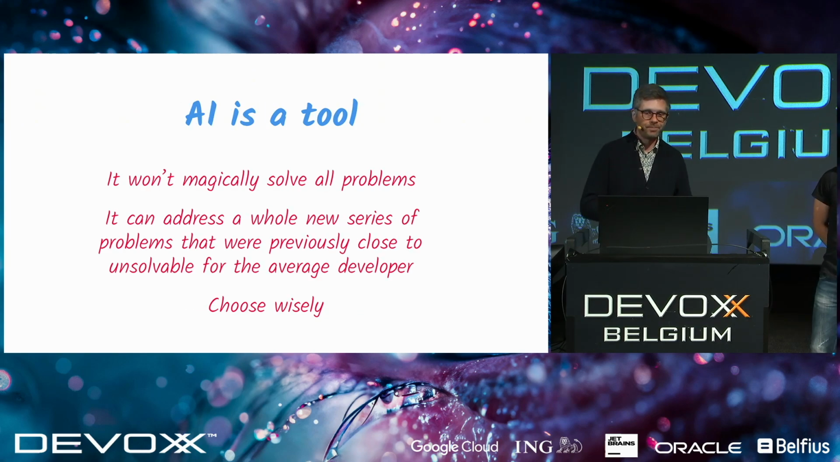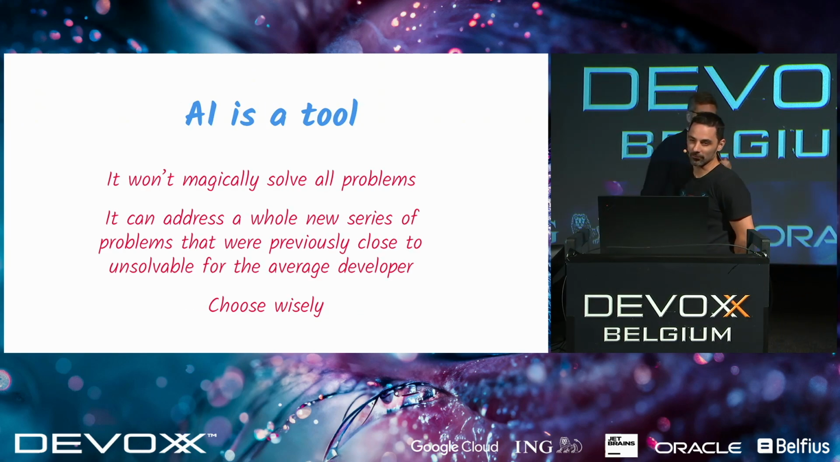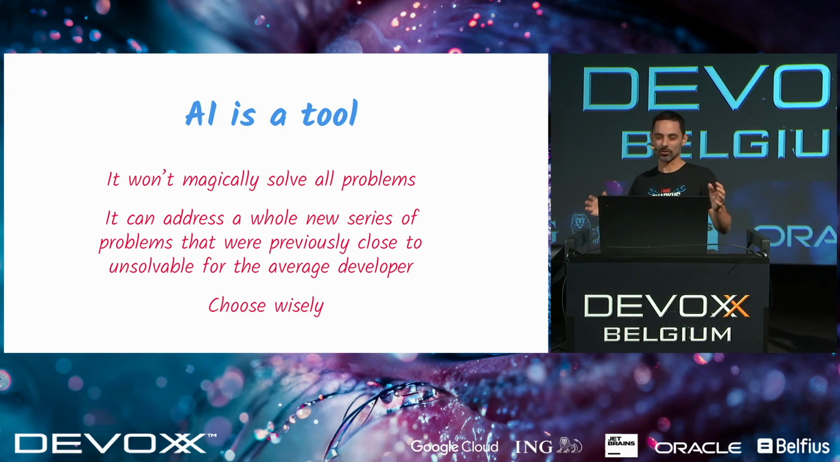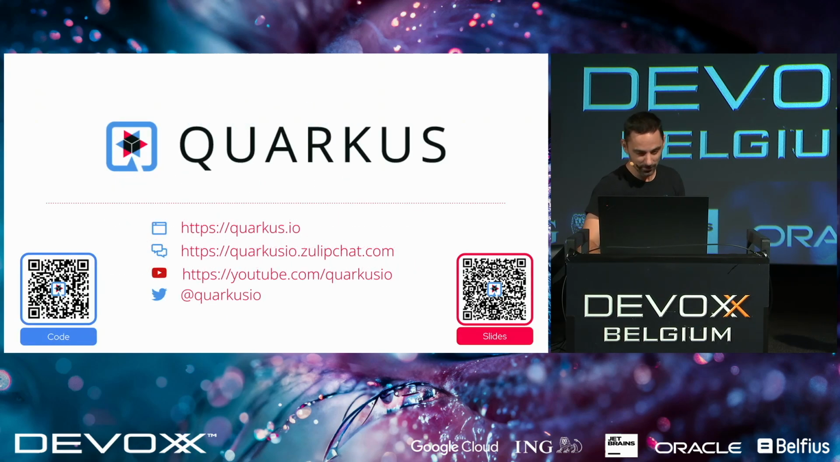So just do it. Yeah, and the other part is AI is just another tool in your toolbox, right? It doesn't magically solve all your problems, but it can solve a whole new series of problems that were up until now very hard to solve, like language detection or image OCR type stuff, right? So you very much need to choose wisely, and one of the reasons is this stuff costs, right? It's not free, and especially if you're using it a lot, the bills can come in significantly.